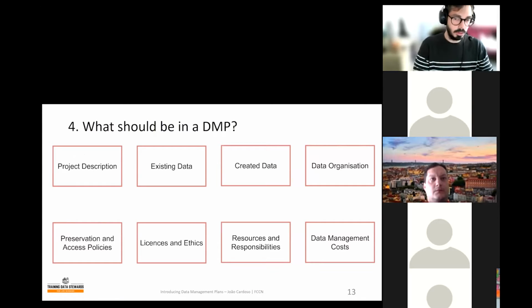And this leads us to what should be in a DMP. And I like to categorize it as having 8 different conceptual parts. So project description, then we describe the existing data that we've created, we characterize how it is organized, we define our preservation and access policies, any licenses or ethical issues that apply, then we have a definition of the available resources and the responsibilities of the people who help manage them, and in the end we have all of the associated data management costs. So let's start with the first, the project description.